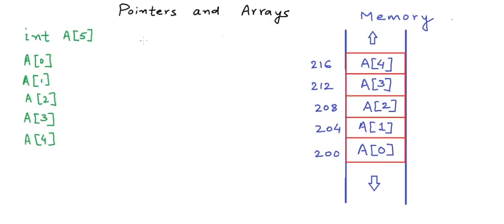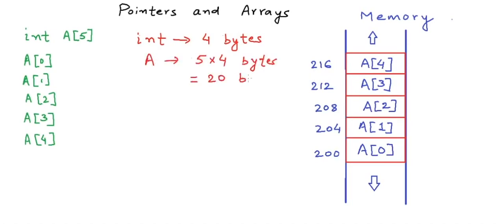If A0, the first element in the array, is stored at address, let's say, 200, and in a typical modern-day compiler an integer is stored in 4 bytes, then A1 will be 4 bytes ahead of A0 at 204, A2 will be at 208, A3 at 212, and A4 at 216. The overall size of the array would be 20 bytes, and these 20 bytes will be one consecutive block. We are only showing the section of the memory in which A is stored.